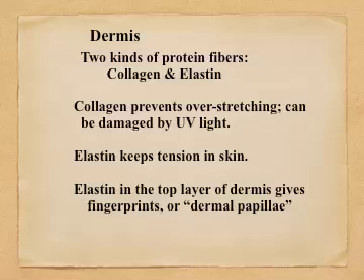What these two kinds of protein fibers do is very important. The fibers are collagen and elastin. Collagen prevents overstretching. Think of a pregnant woman whose skin stretches quite a bit, but goes back into place. That's because she has healthy collagen in the skin, and it does change over the aging process.